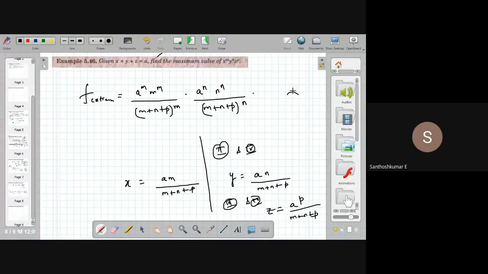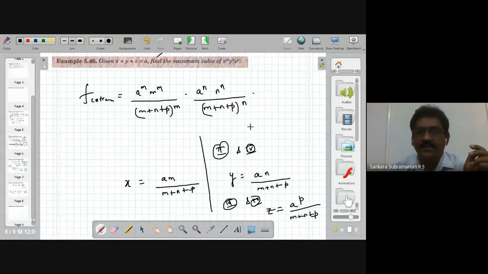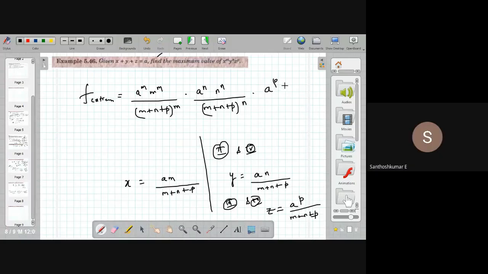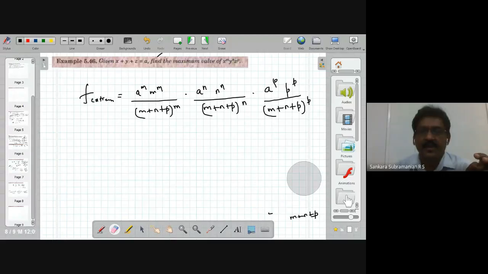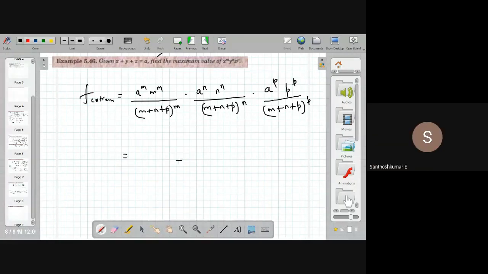a power p, z power p. So which is a power p, e to the power p by m plus n plus p, whole power p. So I can see in the denominator, m plus n plus p has the whole common power, base m plus n plus p. So therefore I can take the common base and I can add the powers, right? So in the numerator also.